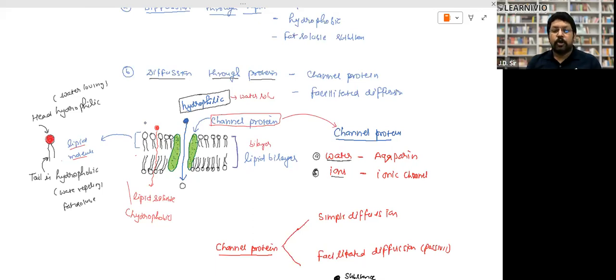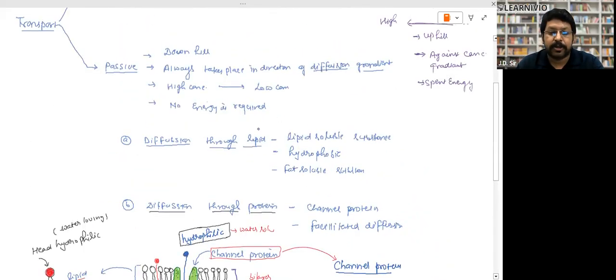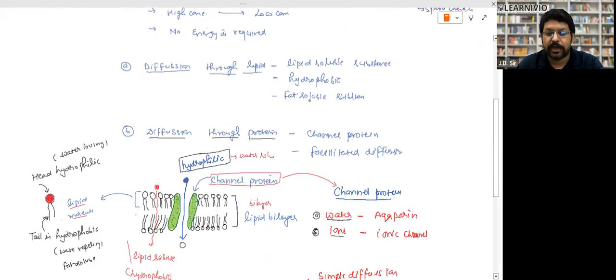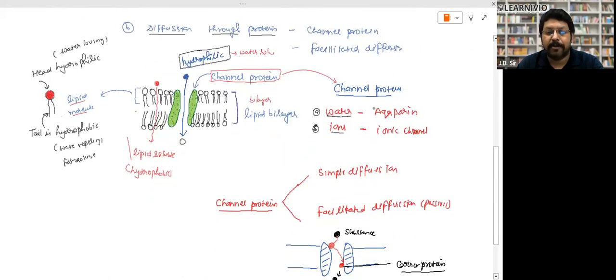Great. So you need to remember aquaporin. Aquaporin has been asked multiple times, many times. This is a medical question. Lipid soluble substances can pass through. This question has been asked. Channel protein can be of. This question has been asked, right?